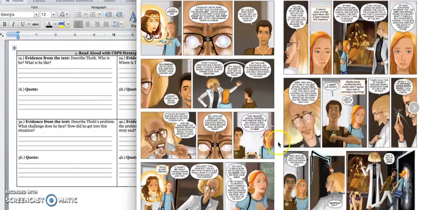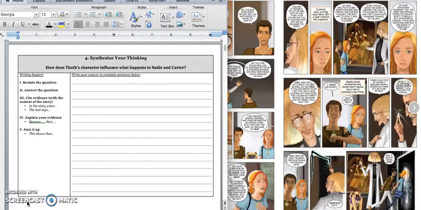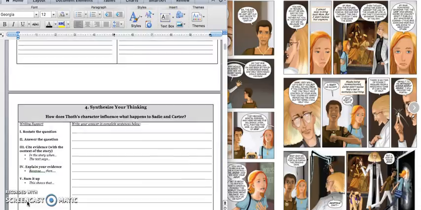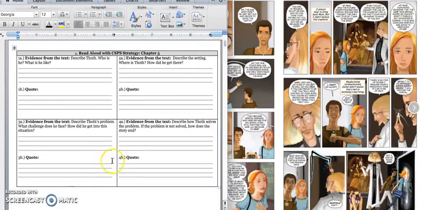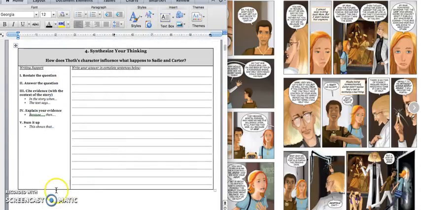We'll stop right there and you can turn the page to your paragraph. How does Thoth's character influence what happens to Carter and Sadie? And so you need to talk about how Thoth doesn't believe Carter and Sadie are actually in control of their bodies because of his past experiences with Horus and Isis.